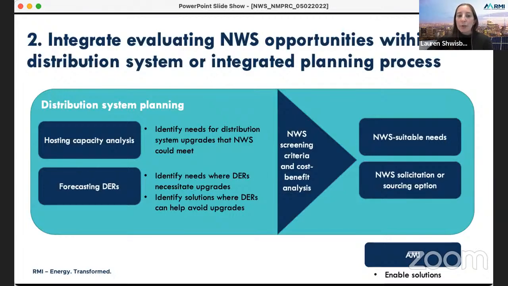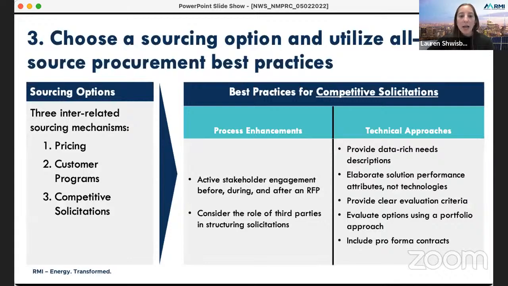So finally, there's the choice of sourcing options. These are interrelated, but in some states, the outcome has most often been a competitive solicitation. So New York has taken this approach and really released a great number of non-wire solicitations. They can all be found on the utilities' websites, but National Grid and Con Edison in particular have now been doing this for over a decade and released, again, like tens to teens of solicitations.